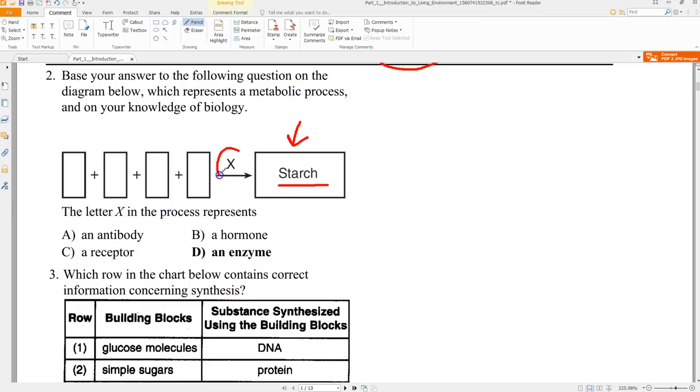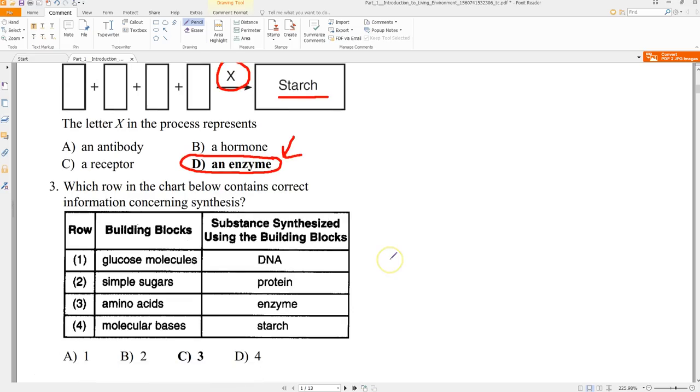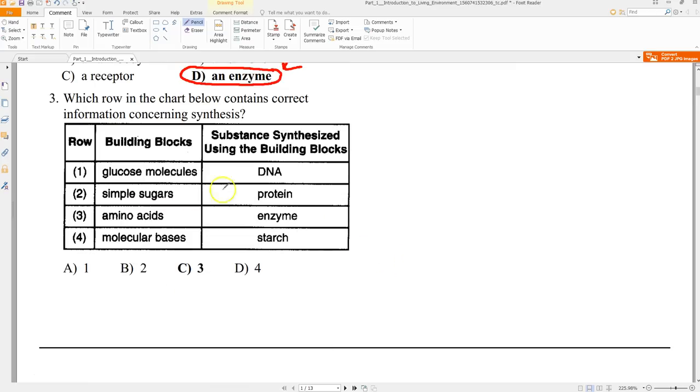Now they're asking, what is X? Whenever you see something on top of an arrow, it's usually an enzyme. An enzyme helps with chemical reactions to speed them up, to make it faster. And they have a lock and key method. So an X on the arrow is an enzyme. And this special little guy made a starch. Okay, next question.